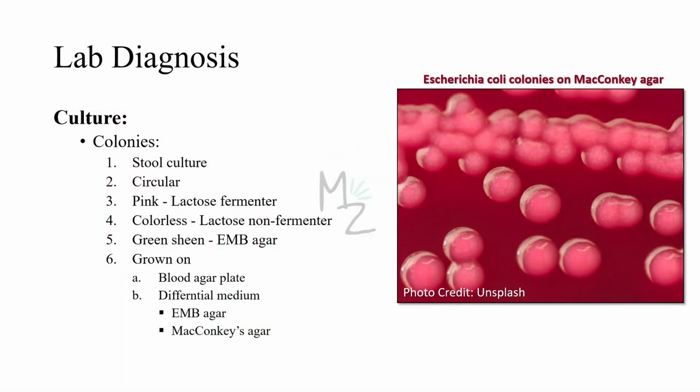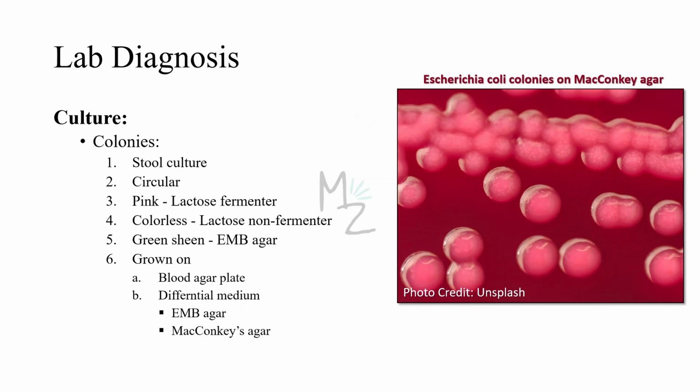Culture. We'll use a stool sample for culturing. This is E. coli colonies on MacConkey agar. They are circular and pink-colored because they ferment lactose. If E. coli were not fermenting lactose, its colonies would be colorless, but it actually ferments lactose, so that's why it's pink.